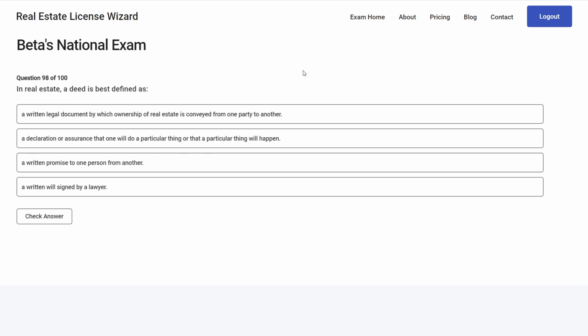All right, 98. In real estate, a deed is best defined as a written legal document by which ownership of real estate is conveyed from one party to another, a declaration or insurance that one will do a particular thing or that a particular thing will happen, a written promise to one person from another, or a written will signed by a lawyer. All right, so I'm going to give you guys an opportunity to come up with that one.